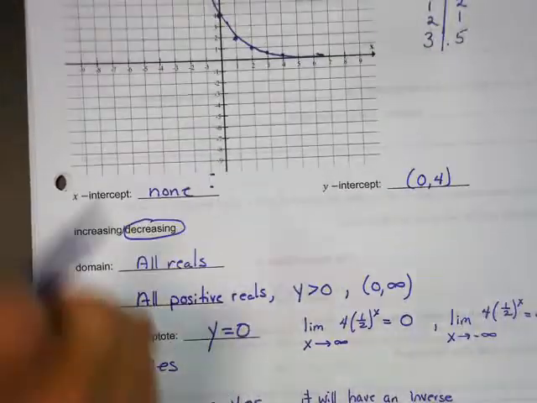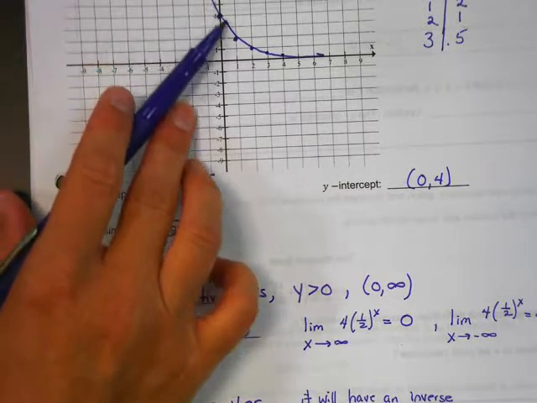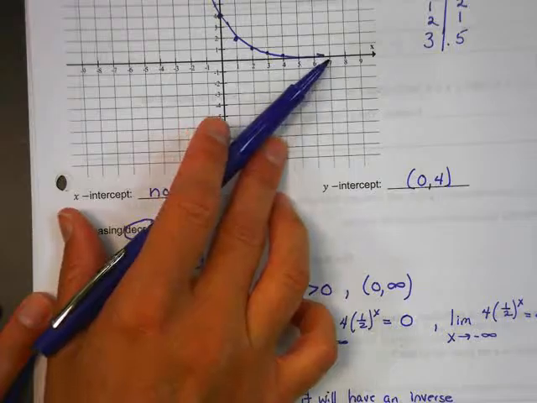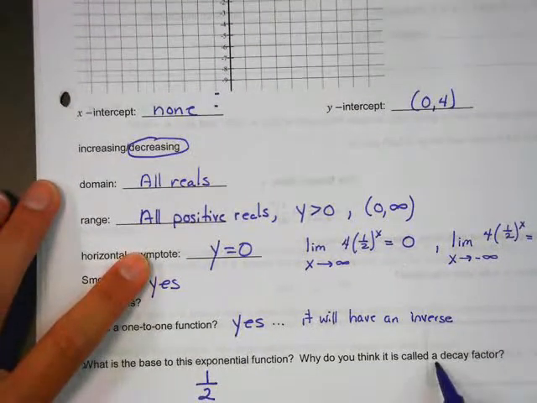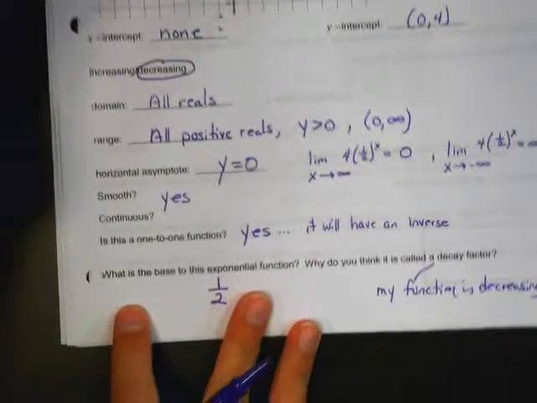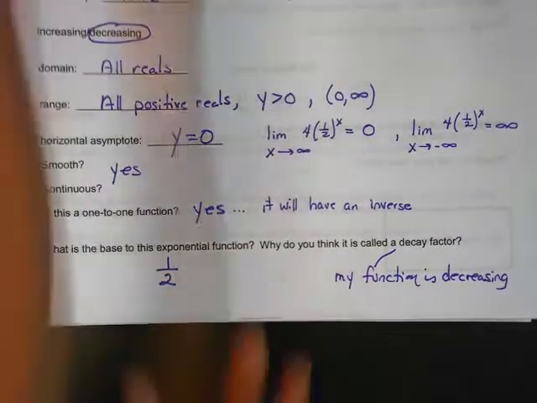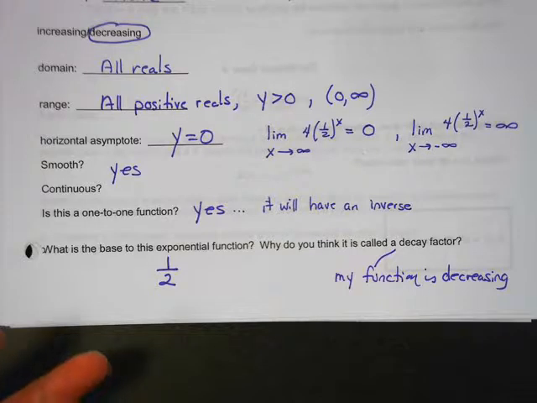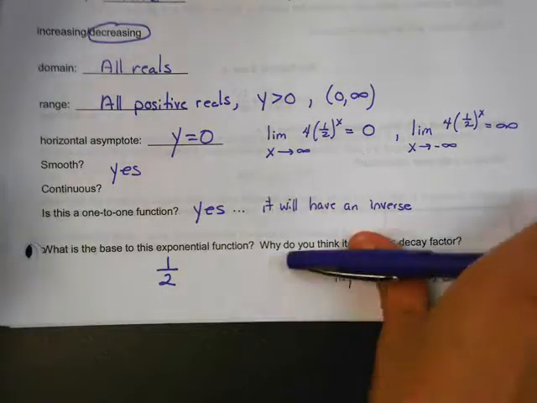Why do you think it's called a decay? What's happening as my function goes from left to right? It's decreasing. It's getting smaller. So it's called a decay factor because my function is decreasing. Have you guys ever heard of radioactive carbon dating? That's an exponential function, and we'll do a couple of those problems in here. It's based on this exponential decay.